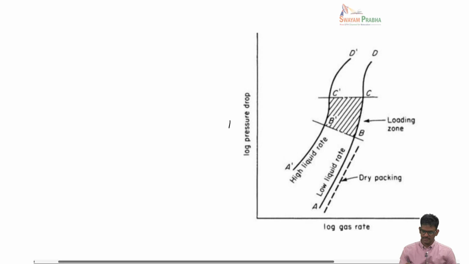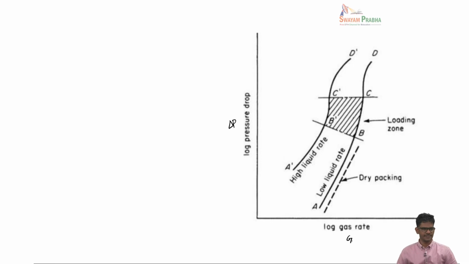So, in the last lecture, I showed this particular diagram where delta P is plotted against gas flow rate for different liquid flow rates. The outcome of this picture is that it gives a qualitative dependence of the pressure drop in a packed column when we manipulate the flow rates of gas and liquid. The pressure drop increases when you increase either the gas flow rate or the liquid flow rate.